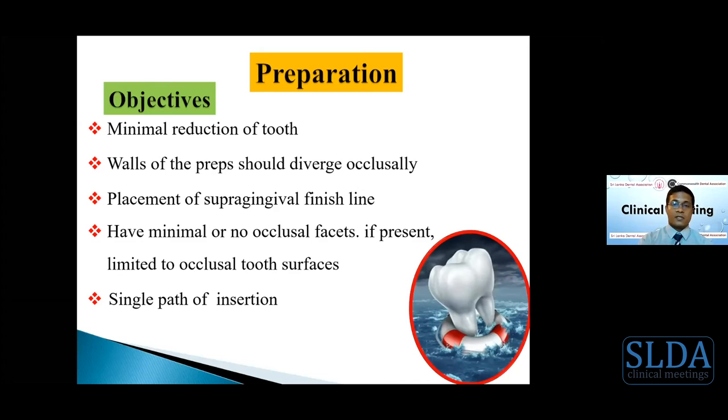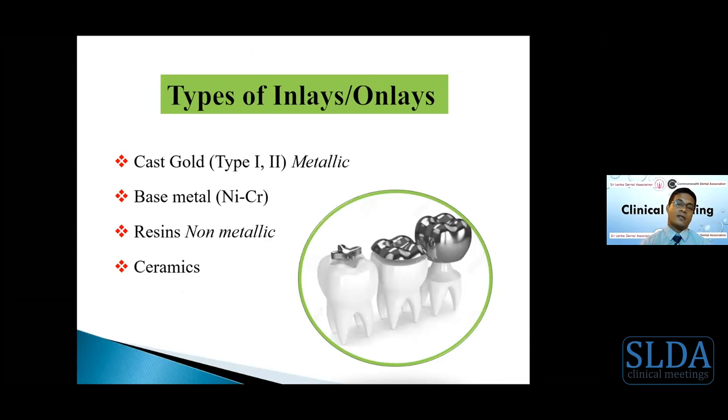When it comes to materials used to fabricate indirect restorations, there are mainly four types. They can be categorized into two major groups: metallic and non-metallic, or rather the tooth-colored restorative materials. Cast gold and base metal fall into the metallic category, whereas resins and ceramics fall into the non-metallic or tooth-colored materials. We'll be discussing each of them briefly in my next slides.